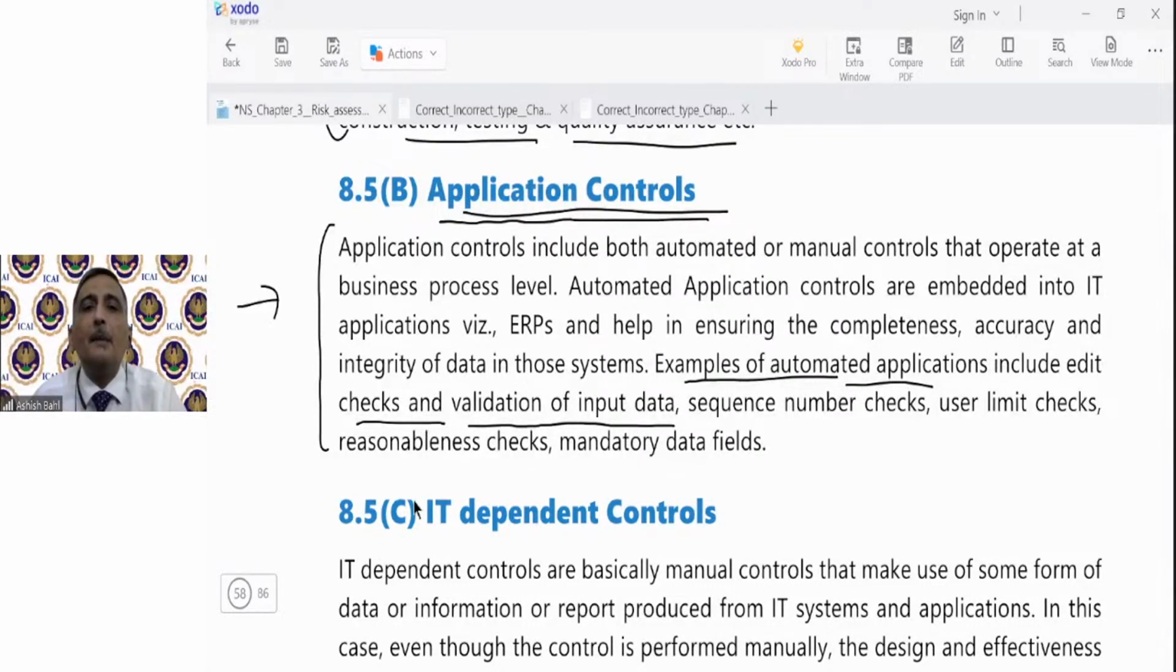So these type of controls we call as checks and validation of input data.